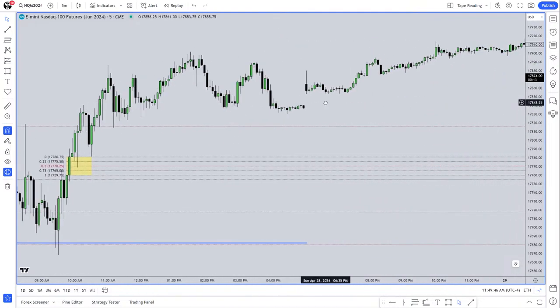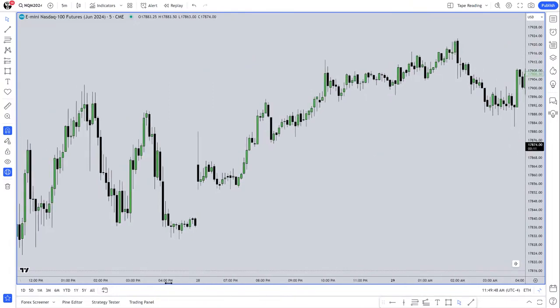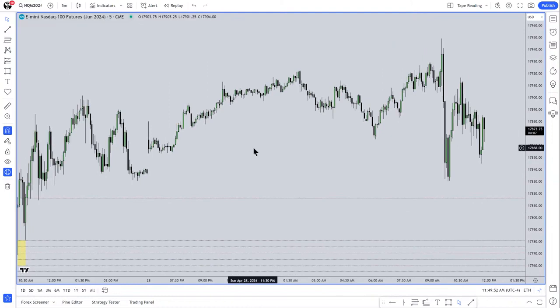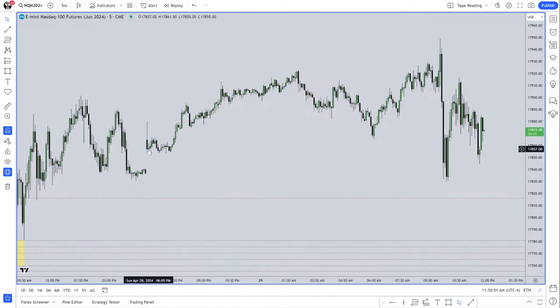Anyway, I'm having a lot of fun with this, I'm going to be honest with you. So we have a gap here. What time of day is that? New week opening gap. Okay. New week opening gap.